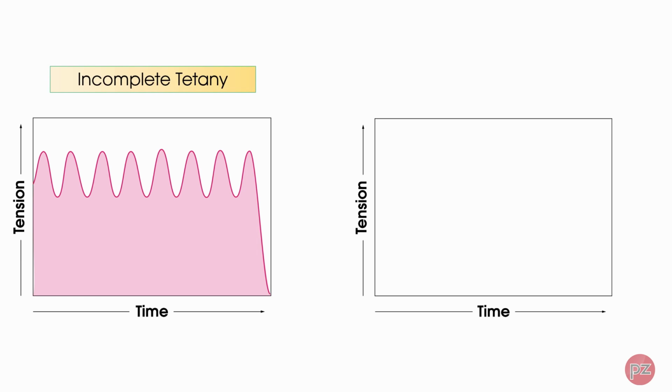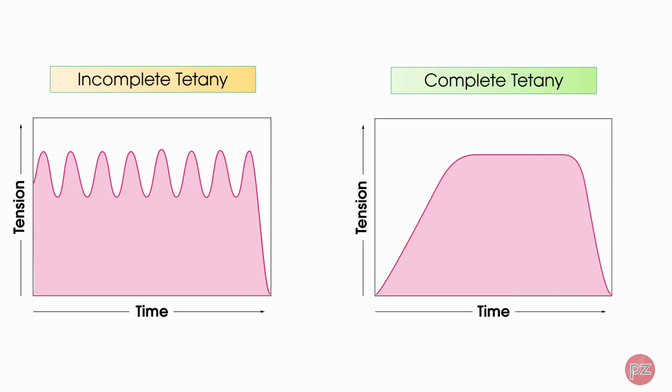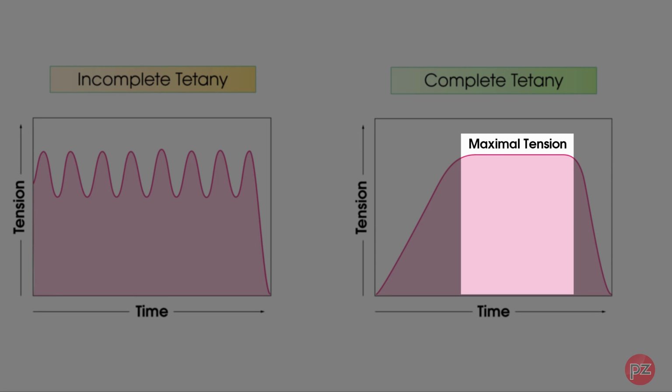And you also have complete or fused tetanus, which is where if you were to stimulate it, say, 100 times per second, then the muscle fibers would produce maximal tension and they do not have time to relax at all. So on a myogram, it just looks like a straight horizontal line at maximal tension.